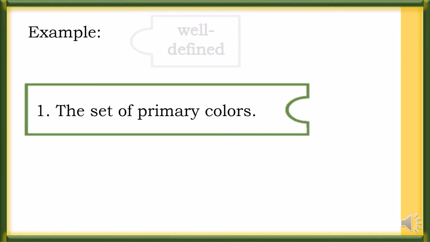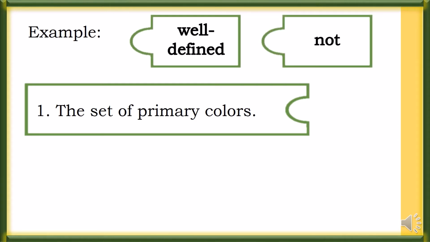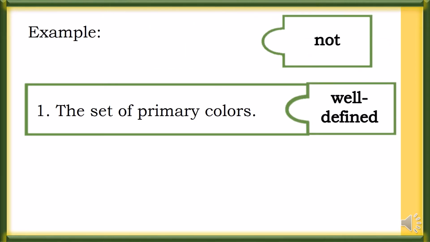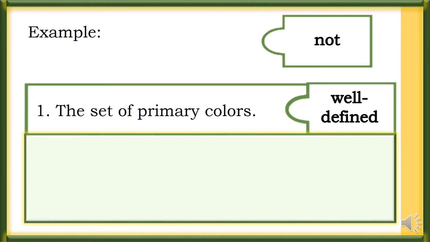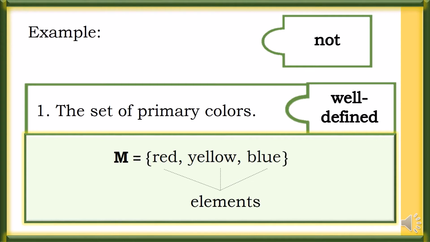Example, the set of primary colors. Well defined or not? The answer is well defined, since as we all know, primary colors are made up of colors such as red, yellow, and blue. In writing a set, we can use any capital letter like M to name our set, and we use braces to group the objects of our set, which is composed of red, yellow, and blue. These objects are the elements of our set.